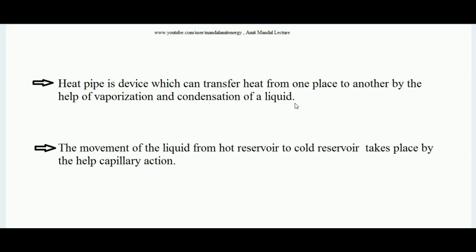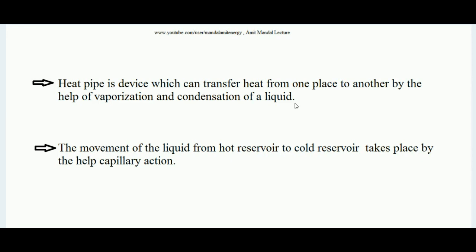A liquid medium is taken, and over the hot point that liquid vaporizes. Why does it vaporize? Because it absorbs latent heat. Those vapors reach the cold region. Over there, those vapors condense. When the vapors condense, they give up the latent heat. Then the condensed liquid goes back to the hot region.